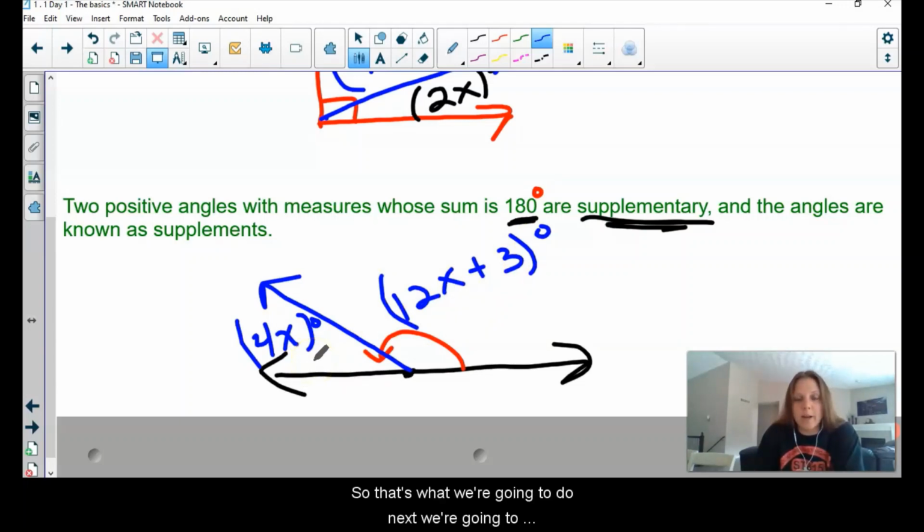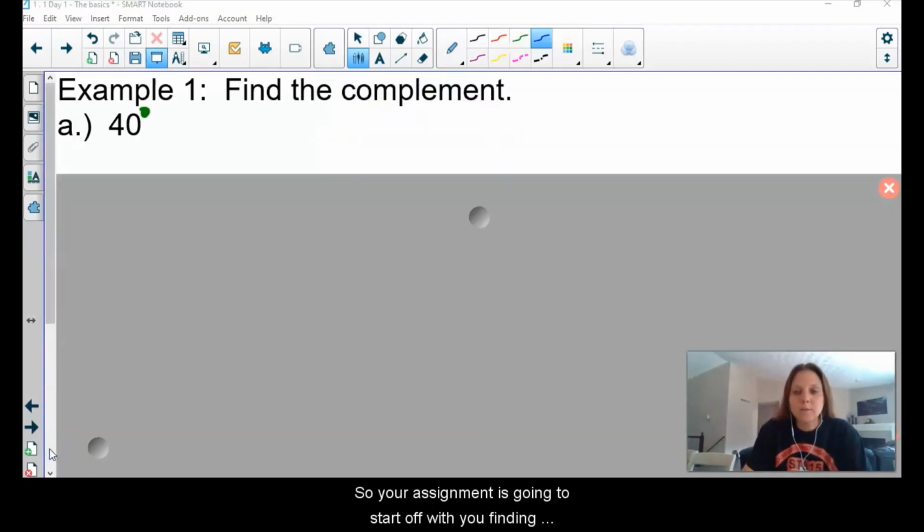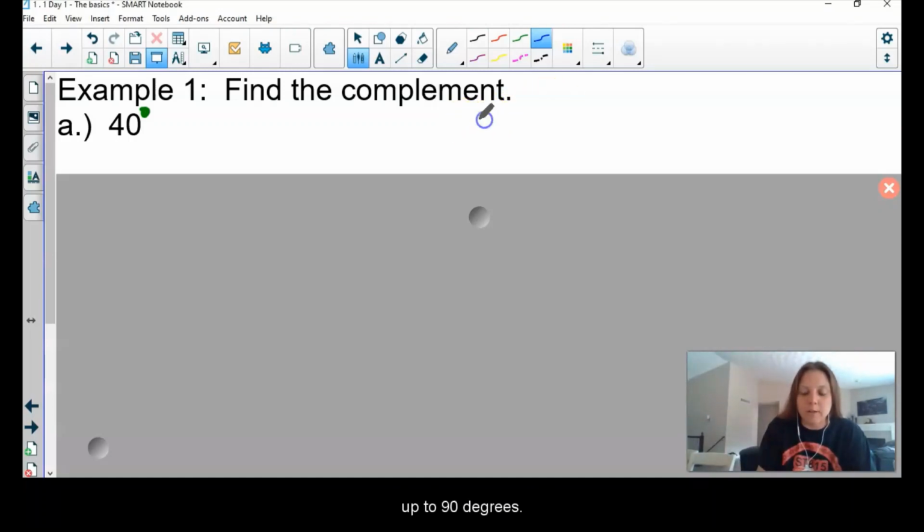So that's what we're going to do next. We're going to actually calculate some of these angles. Your assignment is going to start off with you finding complements and supplements of given angles. So in this first example, we're going to be finding the complement. Complements, as you know from our prior example, add up to 90 degrees.